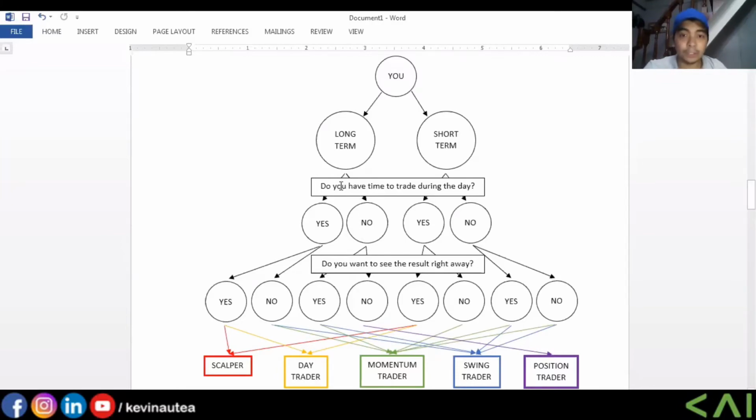Now, the next one, do you have time to trade during the day? No, if you don't have time but you want to see the result right away, you can be a momentum trader because you can buy the price at EOD or end of day, then wait for just a few days. That's the time you sell again. If you don't want to see the result right away, that's the time you will be a position trader. It's like you will be an investor type at this point.